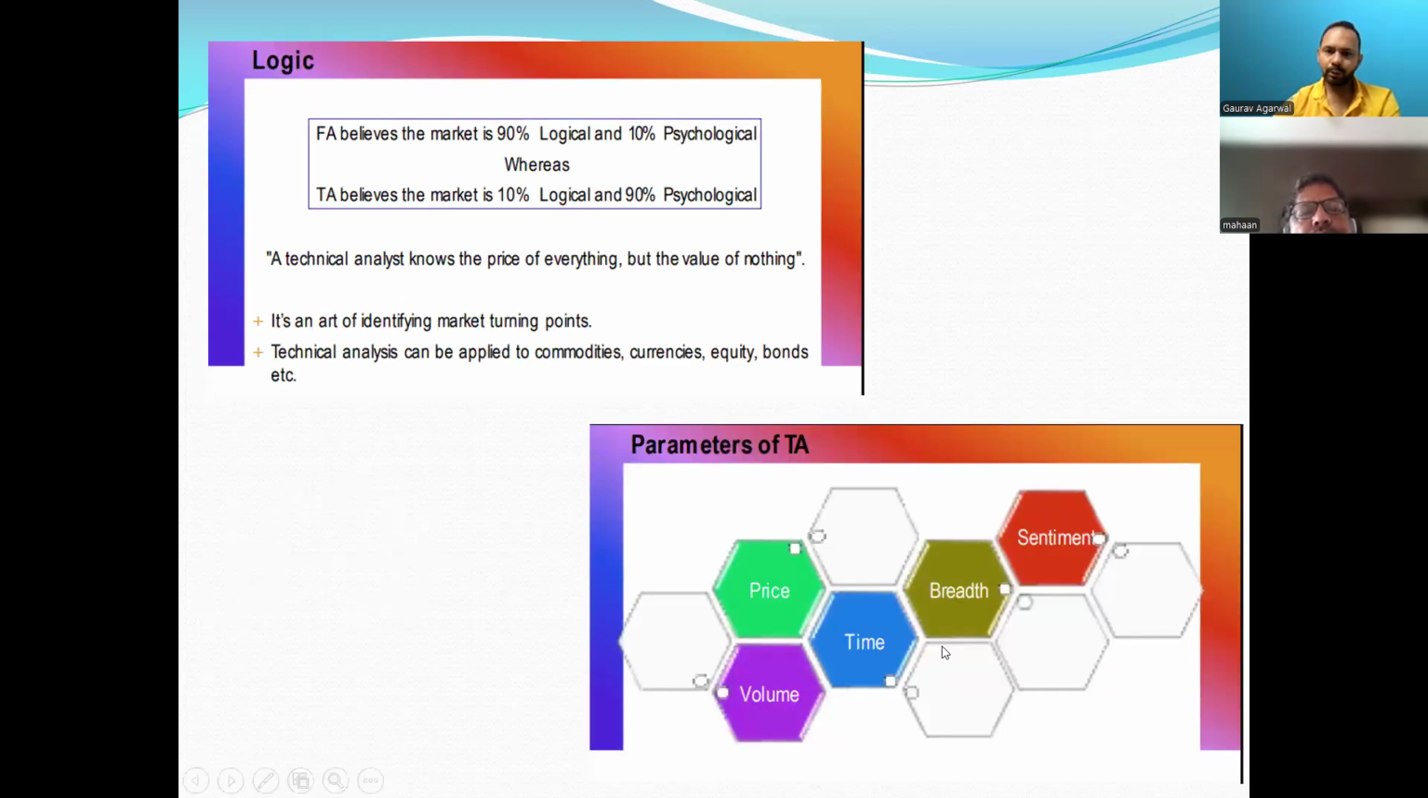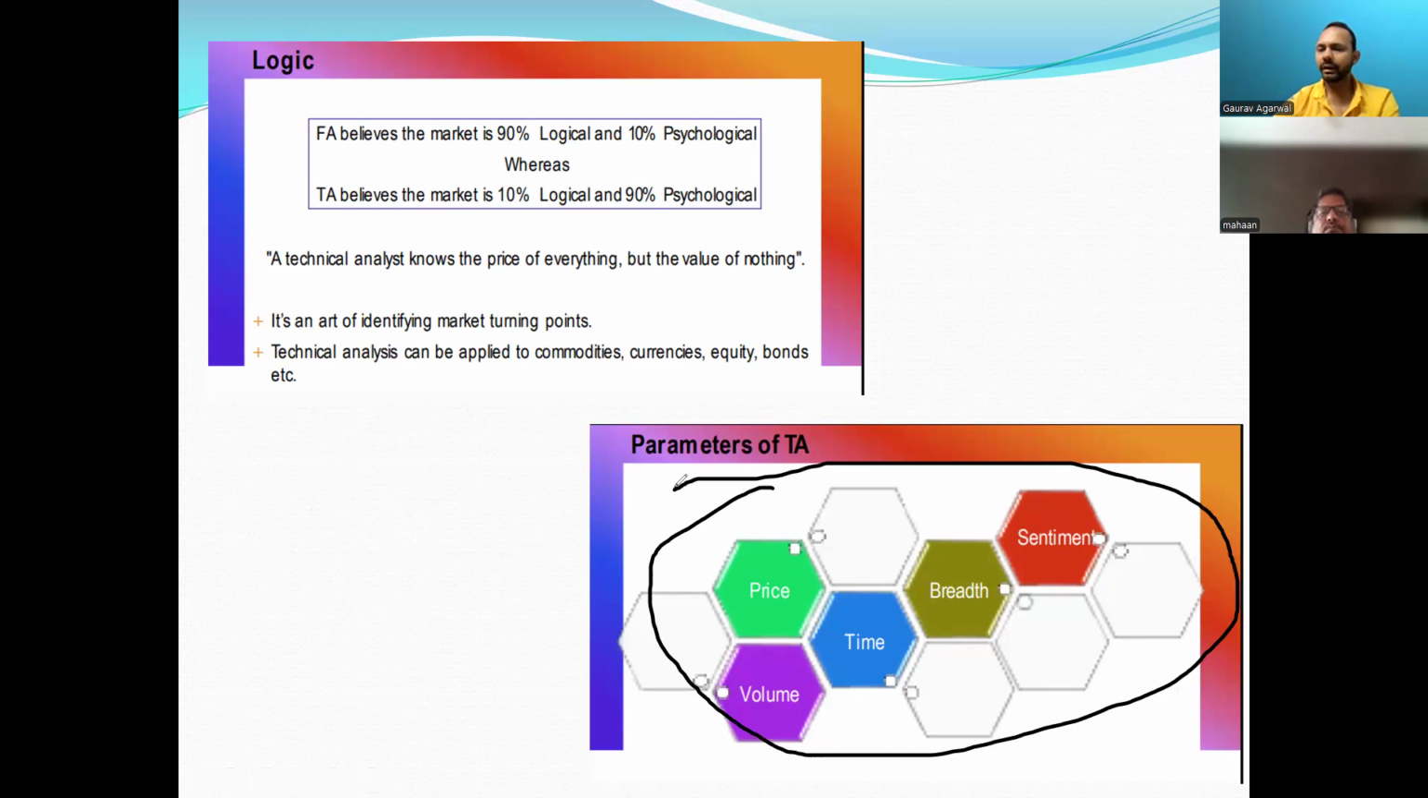So price, volume, time, breadth, and sentiment. These are the main parameters that we have to keep in mind while using technical analysis, right? Price, volume, time, breadth, and sentiments.